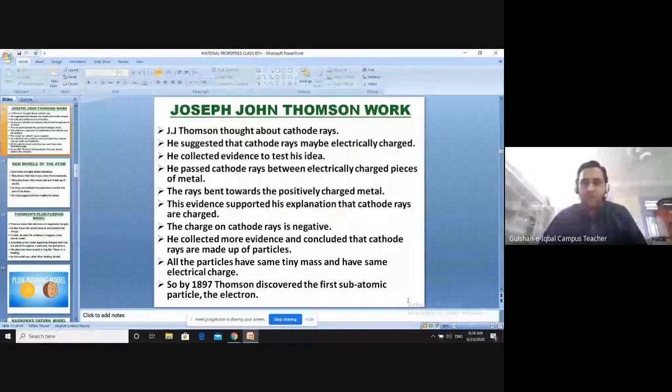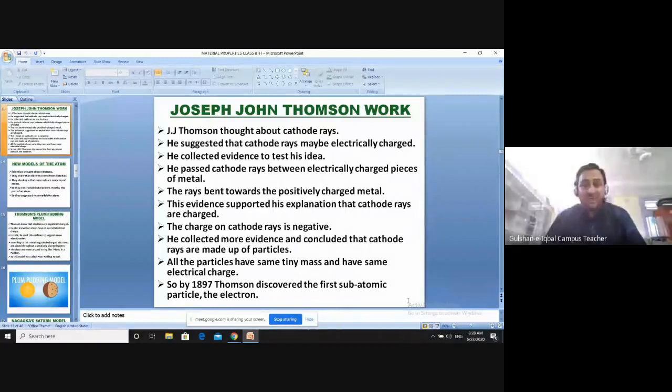This was just a suggestion, and he collected some evidence to test his idea that these particles are either electrically charged or not. So what he did, he placed the positive and negative charges on metal pieces. They placed one with the positive charge, the other with the negative charge, and then they started to pass the rays through. As he started to pass the rays between those positive and negative plates, what happened? The rays were bending towards the positive plate.